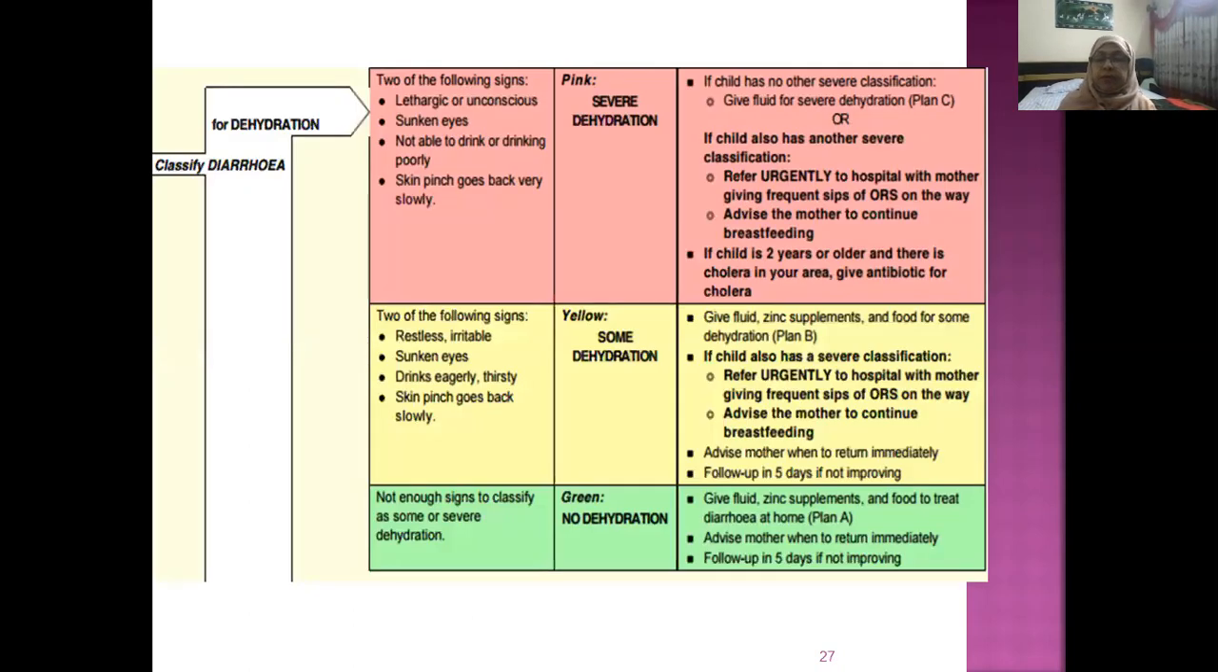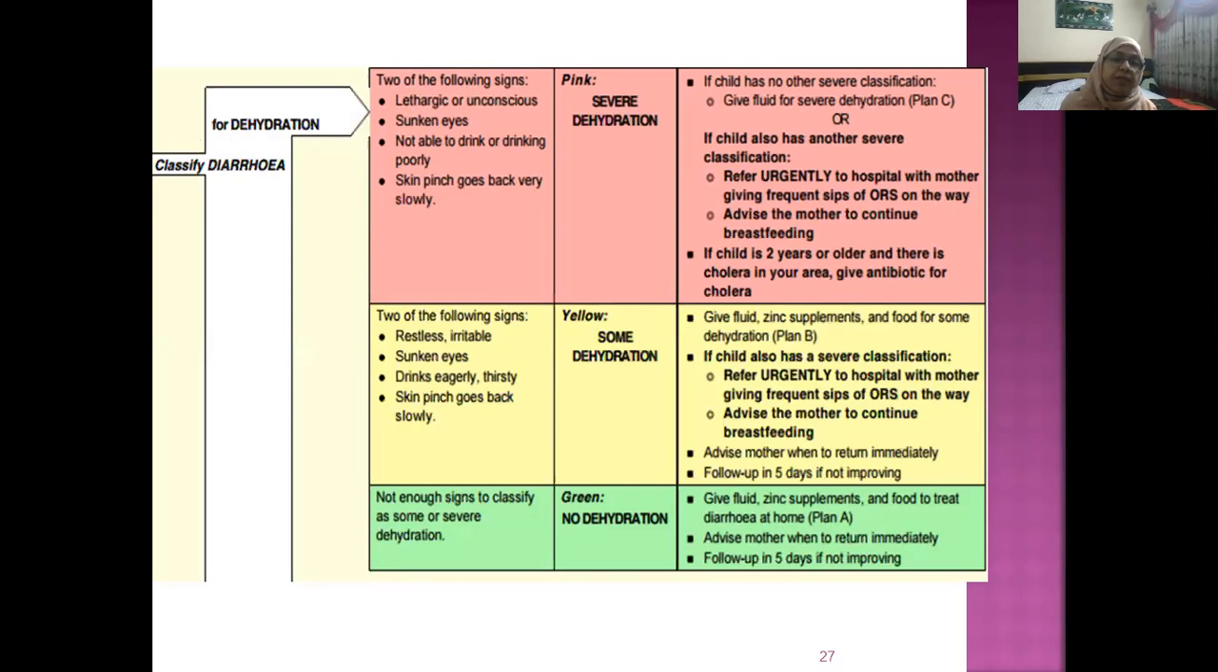So you have almost finished the classification of a child with cough and cold, difficult breathing. The next one is diarrhea with dehydration. You have to classify the dehydration for diarrhea. Diarrhea you will get from history, and you have to assess the child for signs of dehydration.